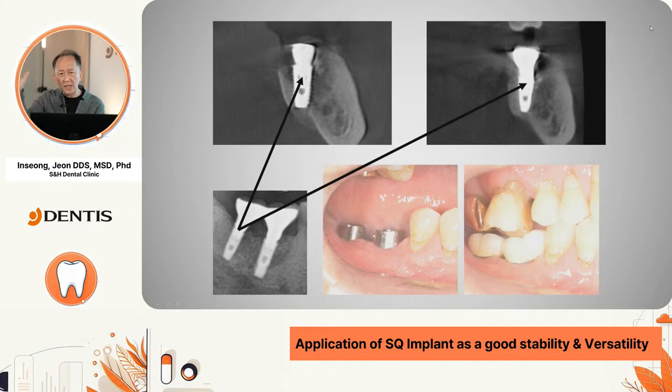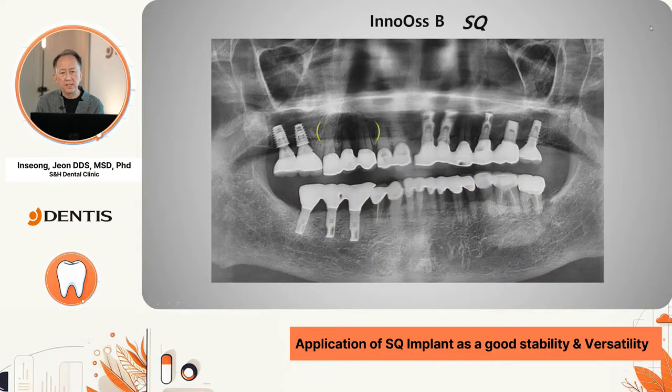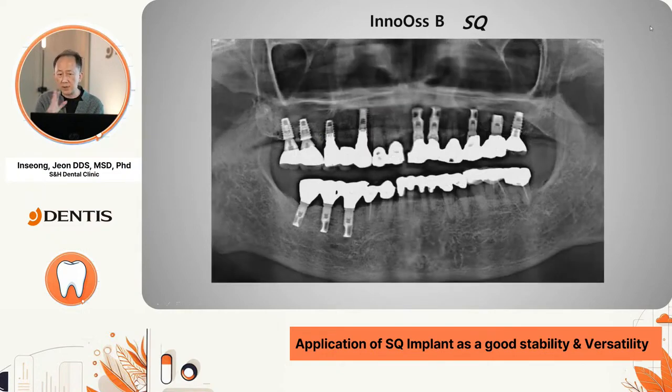The total wall bone response is very stable, this one. This is the buccal side. So for the SQ implant, the bone and implant interface, the bone conduction power, bone induction power is highly stable, this one. This area, upper right side, I tried SQ implant, 2 implants please. And then a 3 unit bridge here, this area.